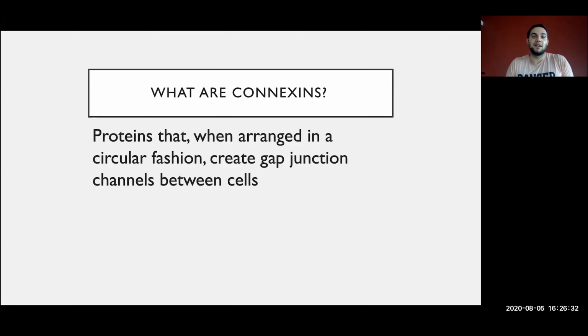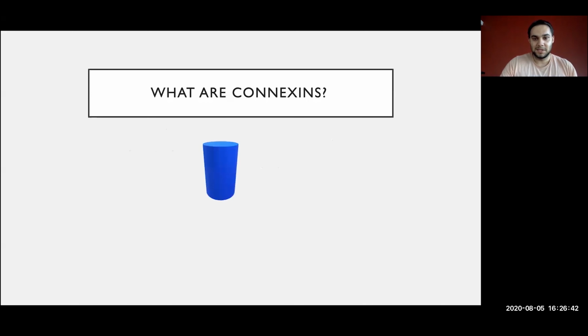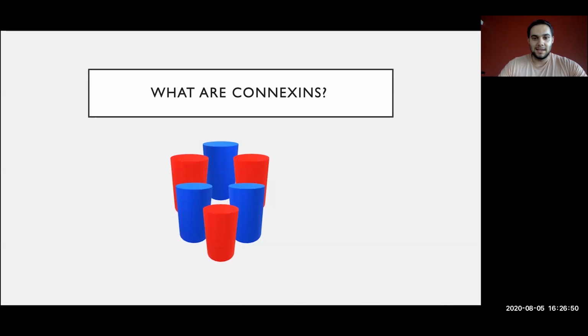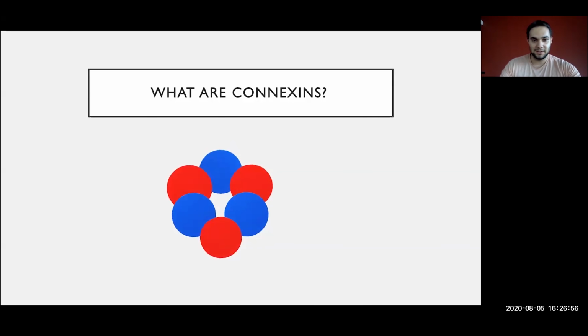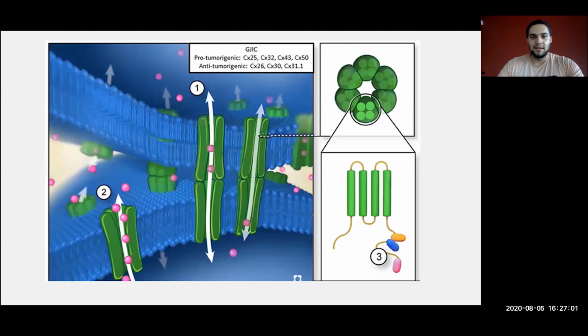And so specifically, what are connexins? They're proteins that, when arranged in a circular fashion, create gap junction channels between cells. As I mentioned the subunit before, let's represent it like this. And then you can see if we arrange it in a circle like this, then it forms kind of a half channel with a pore in the center that allows the passage of ions and metabolites and things like that. So in this image, you can see that one half channel meets with a half channel of another cell, and they form the full gap junction channel. And so that's where the passage of information occurs between cells.